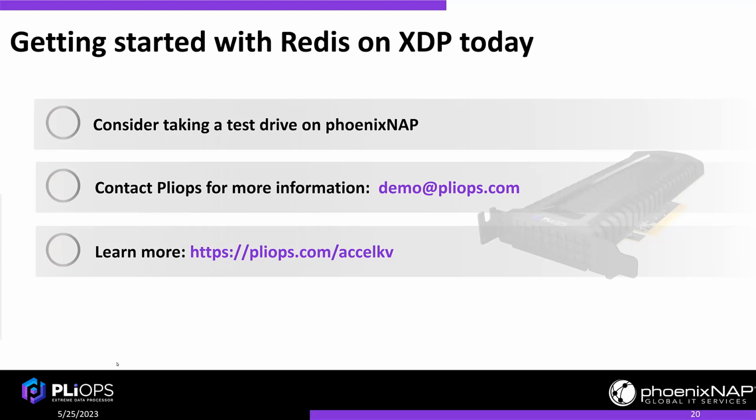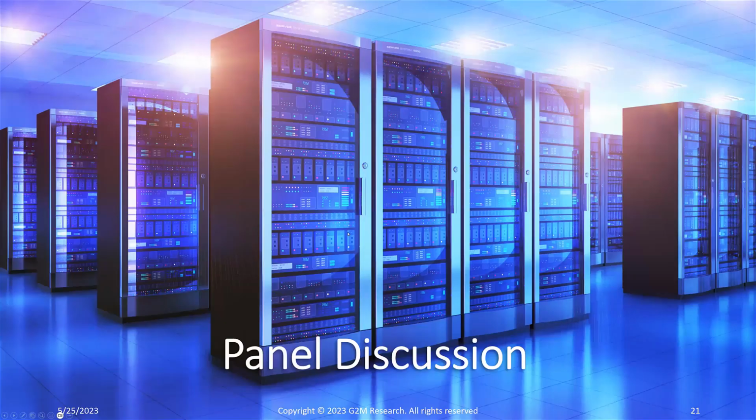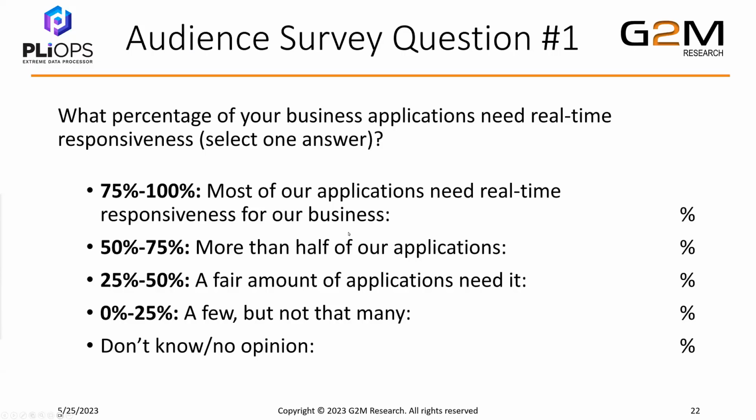Sure thing. Let me grab control here and go into the question and answer session. So we'll do our first audience survey right now. I'm going to launch it so you should see it pop up on your screen shortly: what percentage of your business applications need real-time responsiveness? You see five different choices there. I'll give you a couple minutes to answer that.